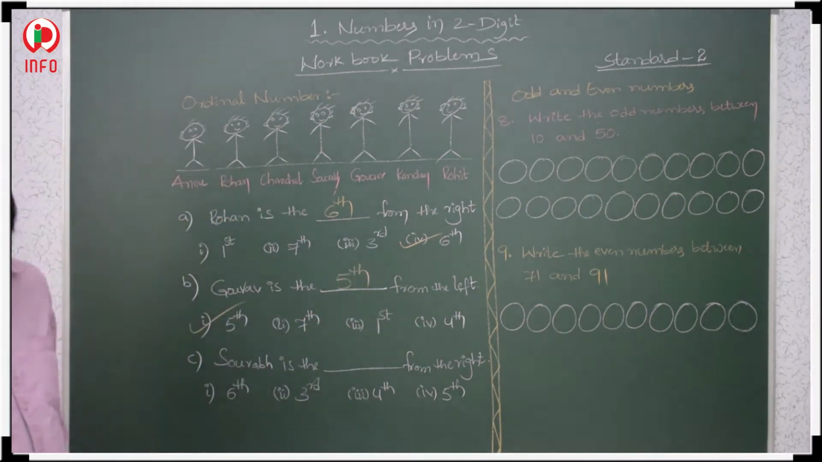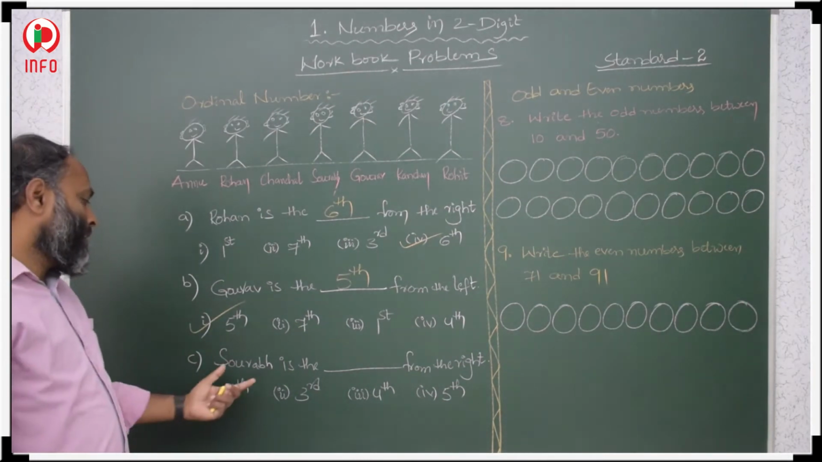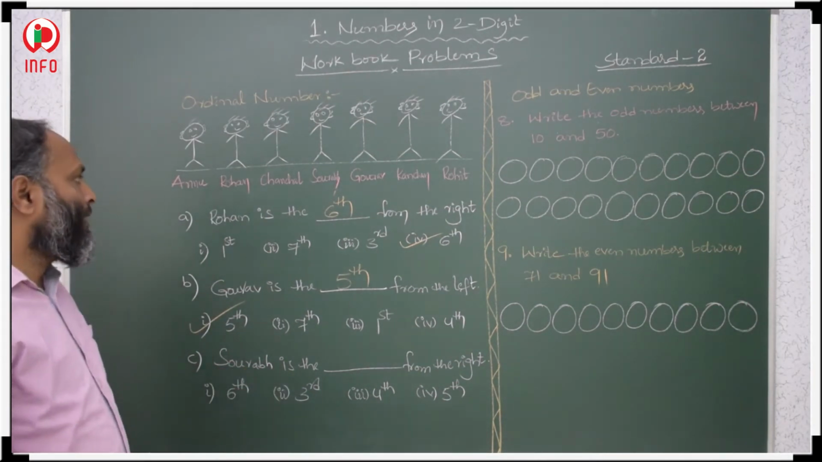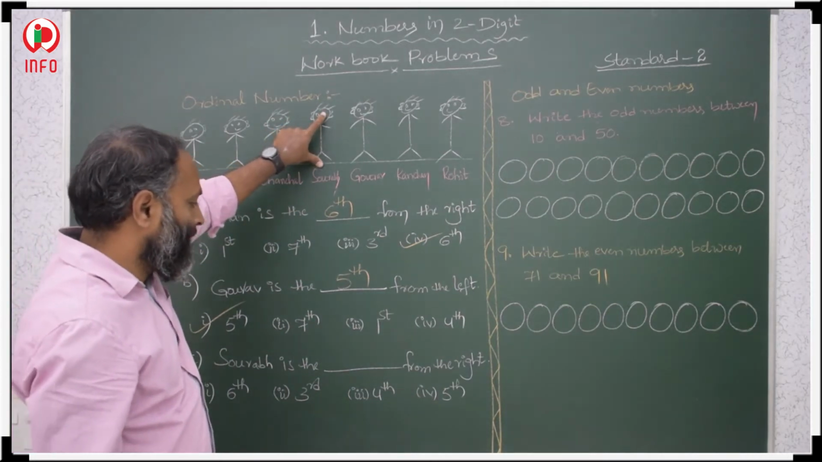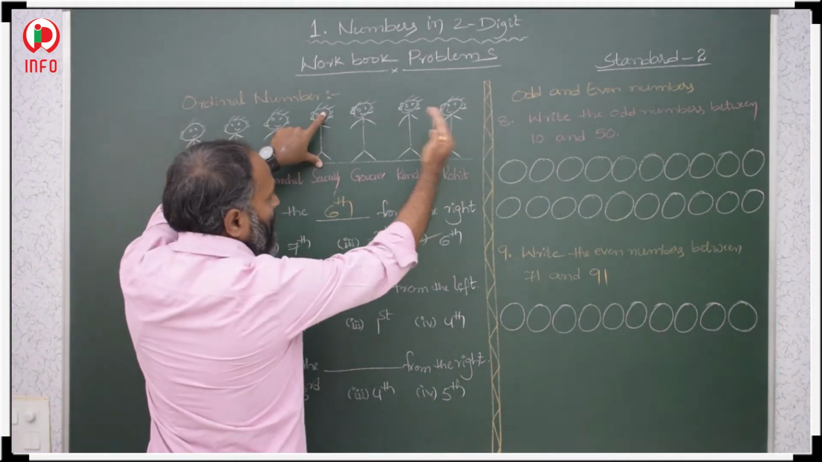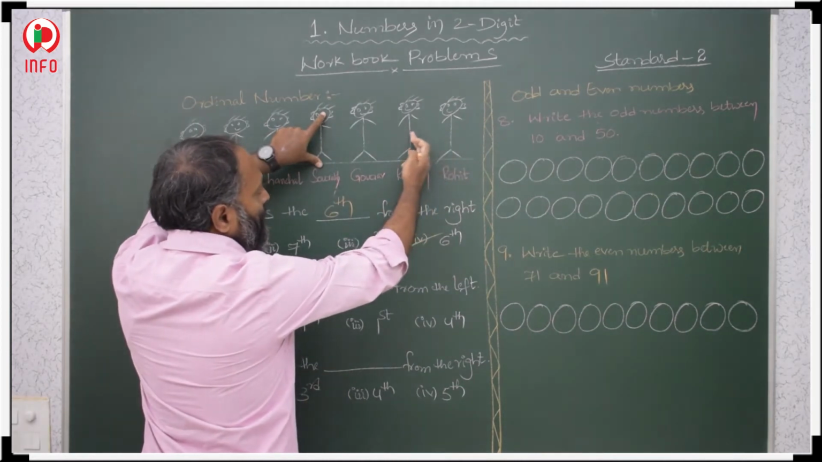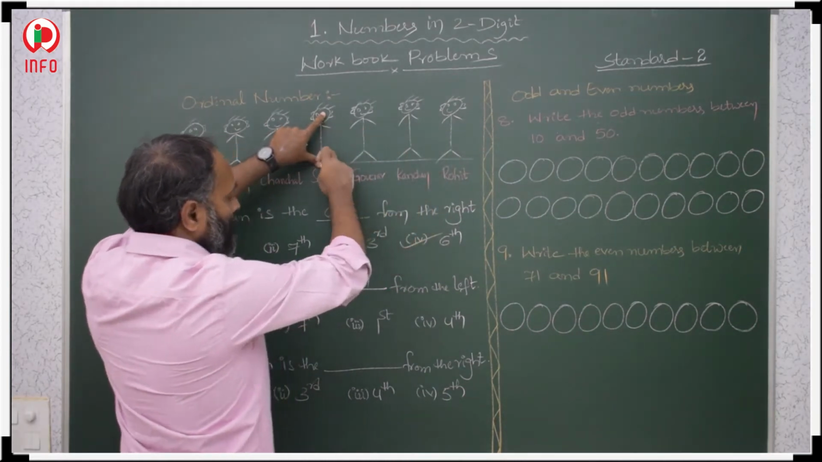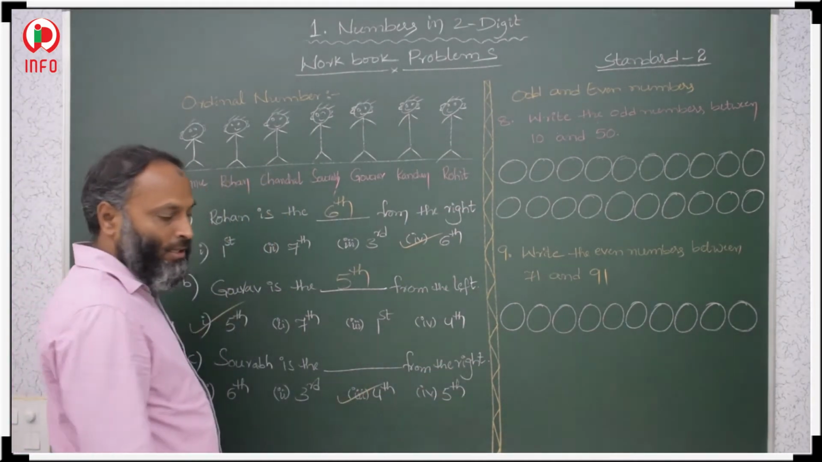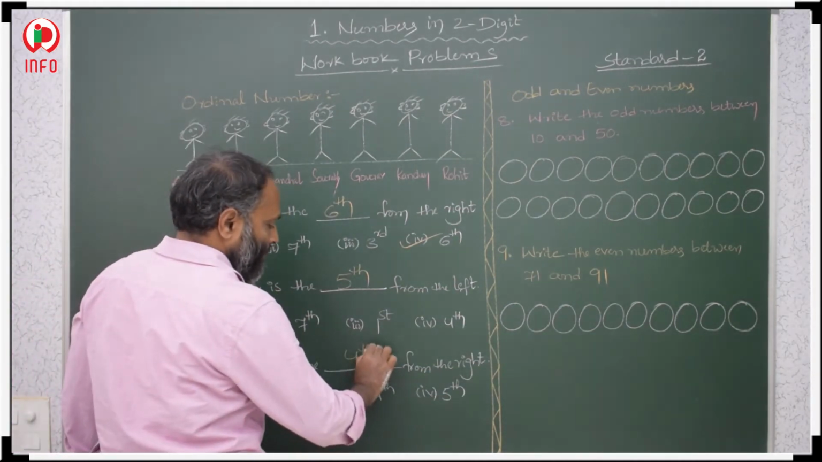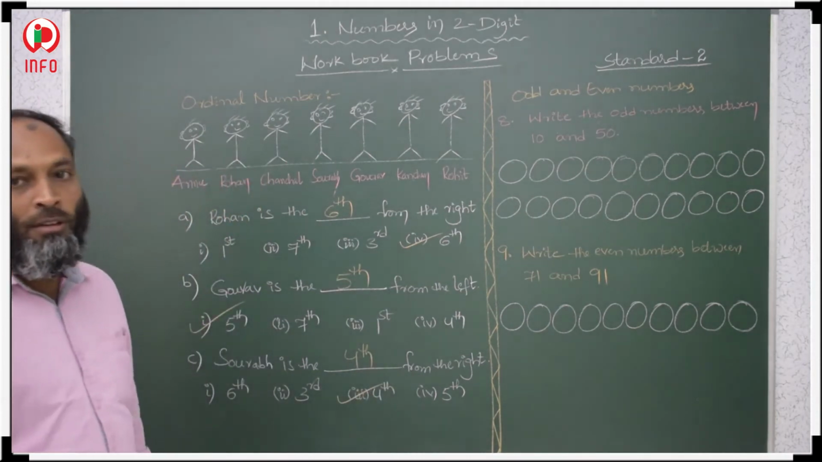Then next, Saurabh is the dash from the right. Where is Saurabh? Here is Saurabh. So he is dash from the right. Right side is from here: 1, 2, 3, 4. Fourth is the answer. Fourth from the right.